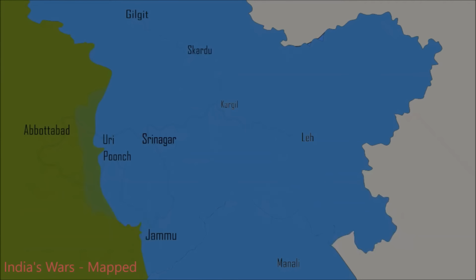The third front of the war was the Gilgit front, where the plan of the invaders was to attack from the northern side and capture the towns of Gilgit, Skardu, Kargil and subsequently Leh. If successful, the invaders would then surround the Indian defences from 3 sides.